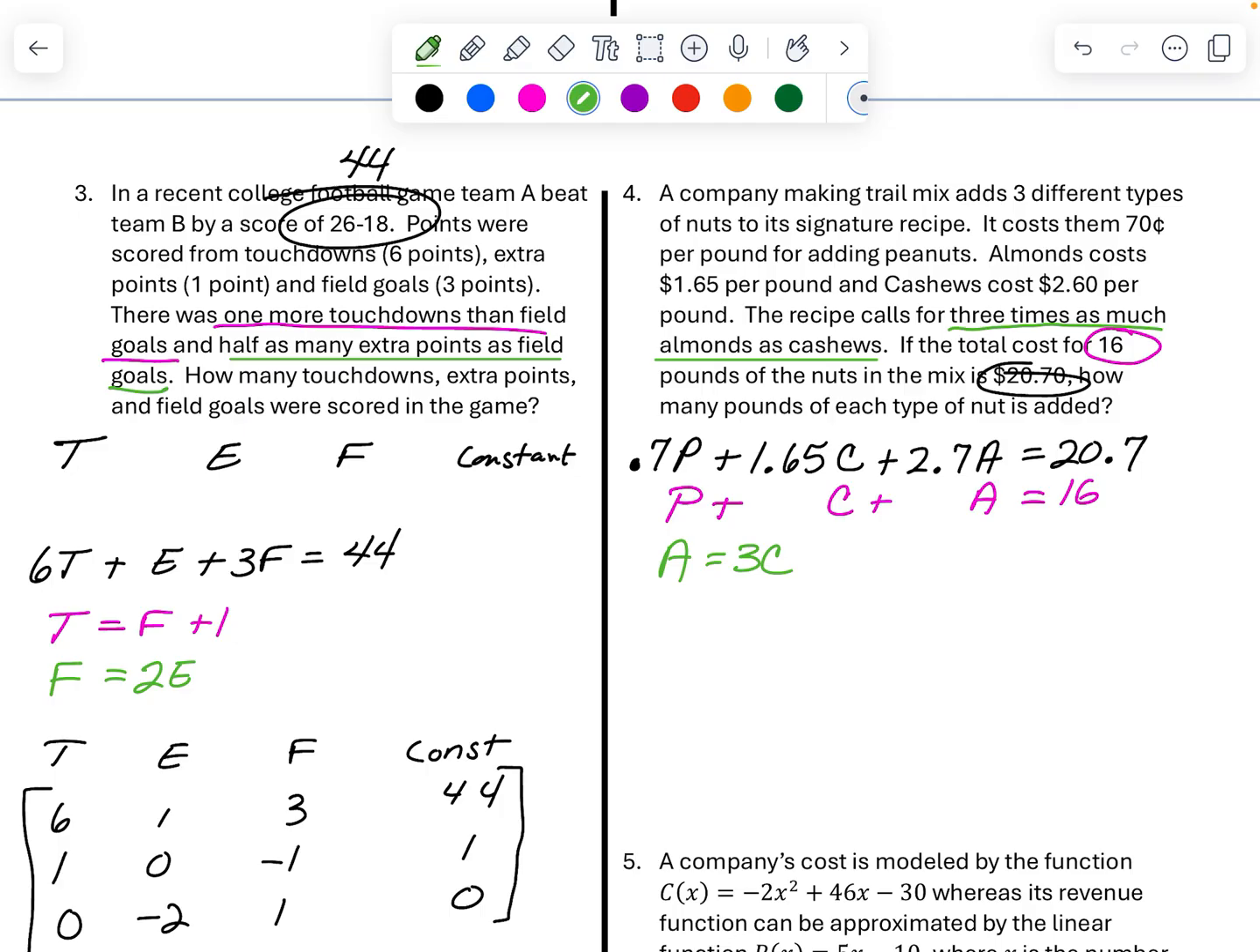I would probably change it to 0.7, 1.65, 2.6, 20.7, and 1, 1, 1, 16. And the P would be, there are no P's. The C would be -3. The A would be 1. And this would be 0. So I probably should have said peanuts, cashews, and almonds in that order. And then I would probably do that on the calculator using the matrix.